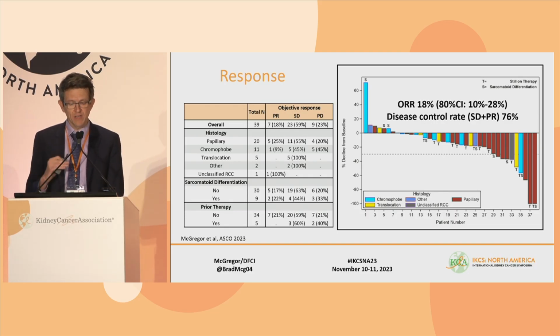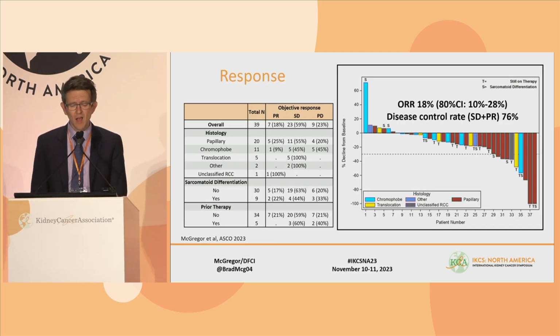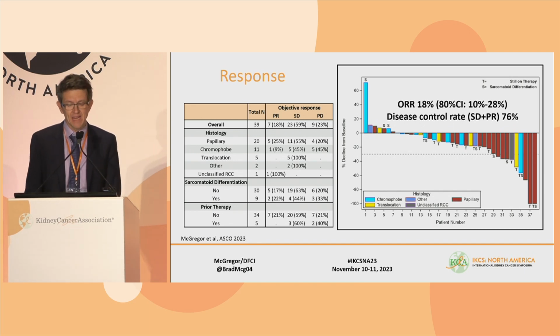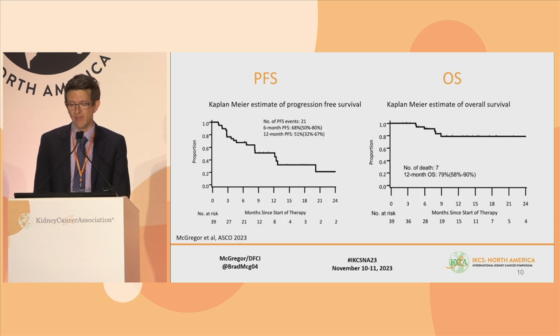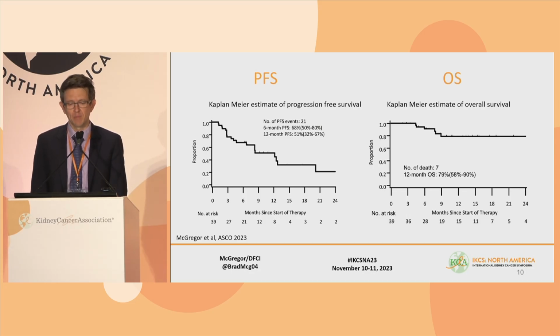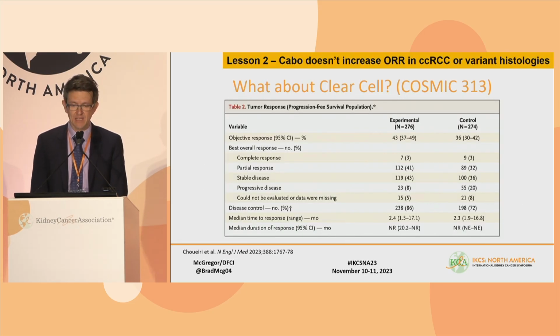When we start looking at presence of sarcomatoid differentiation or not, it really wasn't super helpful. Prior therapy, it seems to be that we have more responses. We didn't have any responses in those who had prior therapy. PFS, OS, really, really short follow-up. And 6-month PFS, 68%, 12-month, 51%, with a 12-month overall survival of 80%.